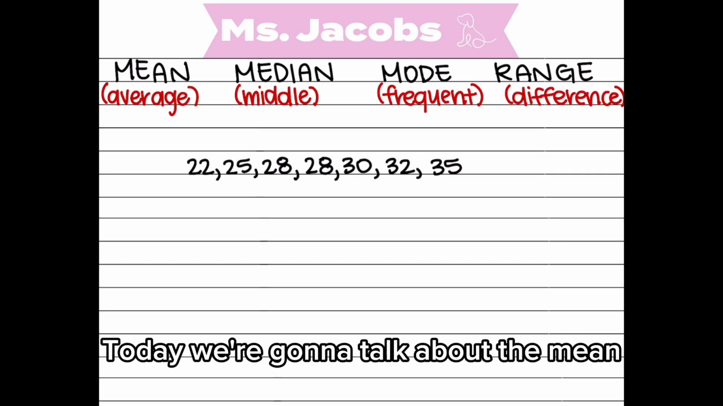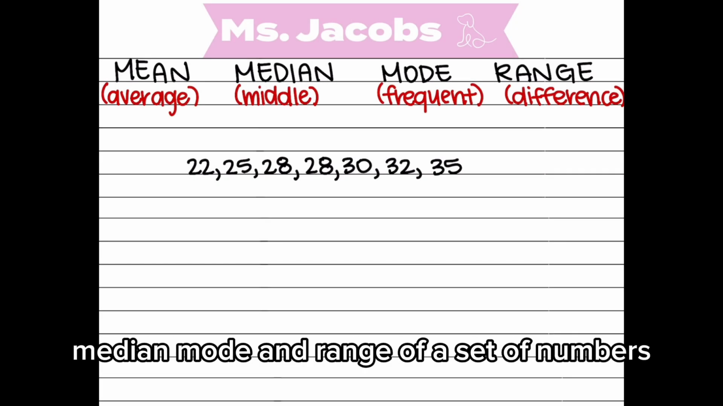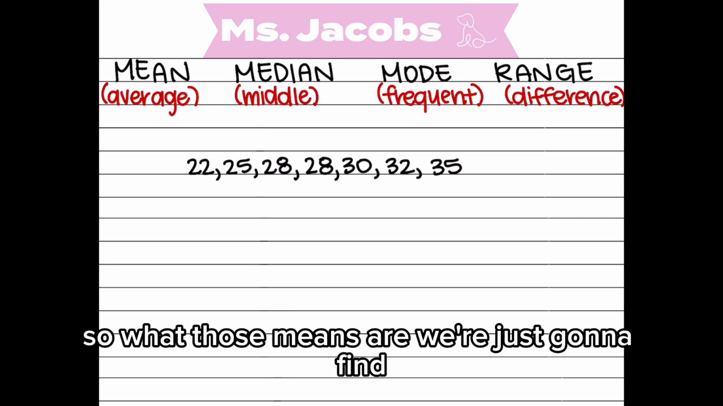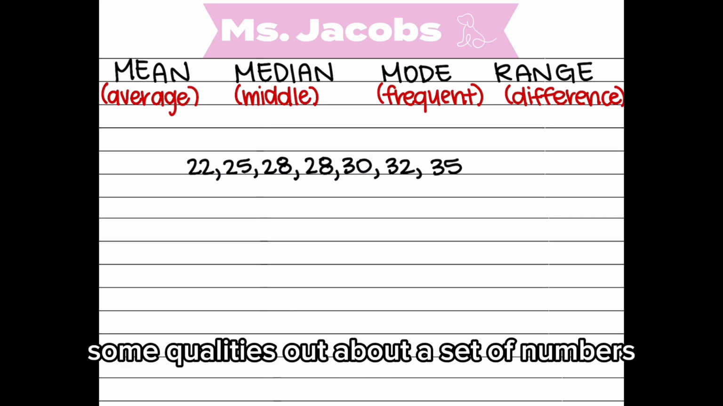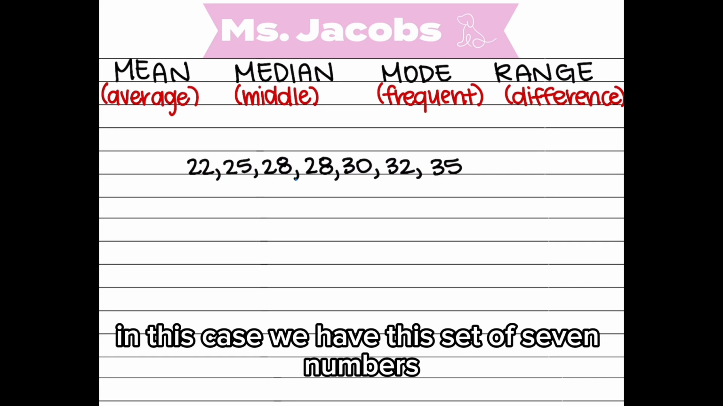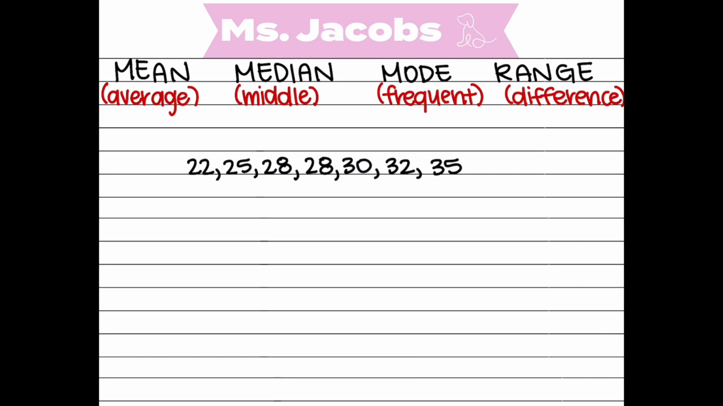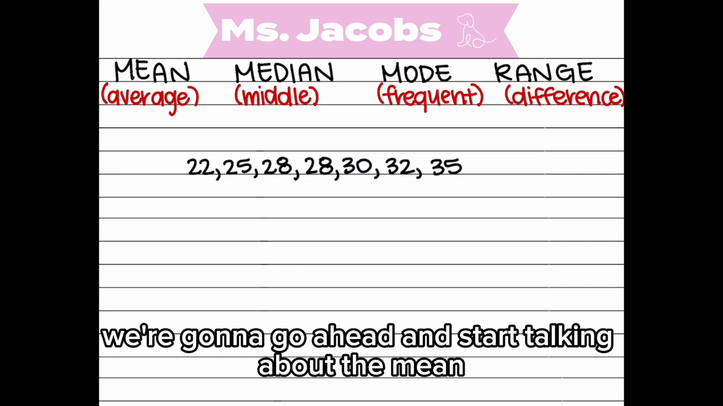Today we're going to talk about the mean, median, mode, and range of a set of numbers. What that means is we're just going to find some qualities out about a set of numbers. In this case, we have this set of 7 numbers. We're going to go ahead and start talking about the mean.